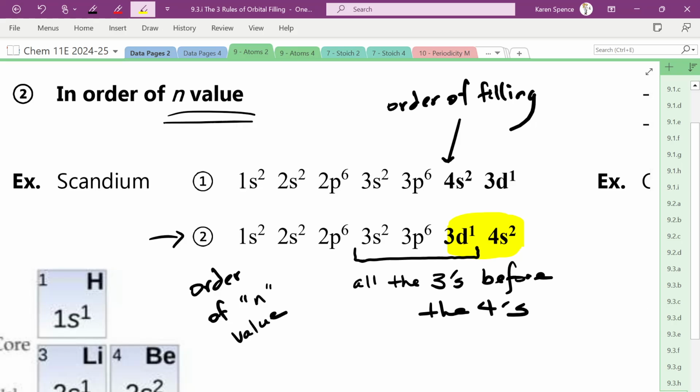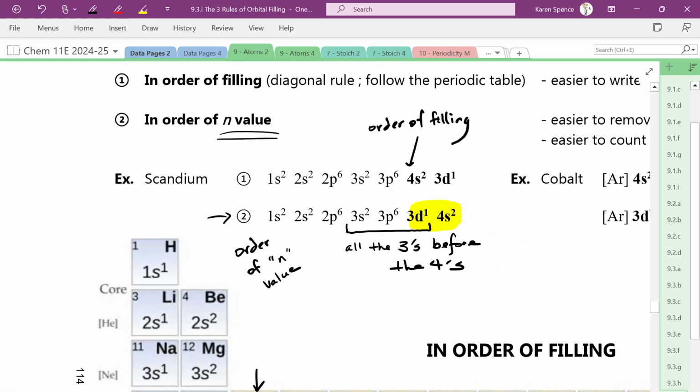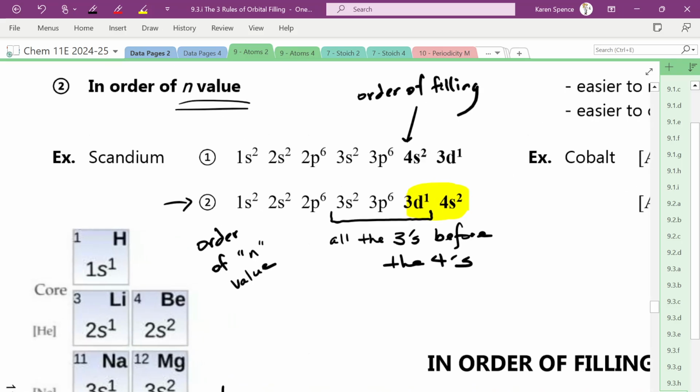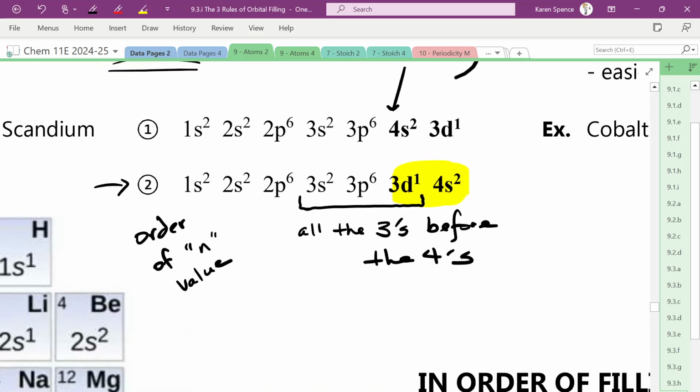It's just what you need to know. I don't know why. Okay? So when you're removing electrons, that's going to become important. But there's also another way to do it if you don't like writing them in order of n value. You don't have to write them in order of n value to figure out which ones you're taking out first.